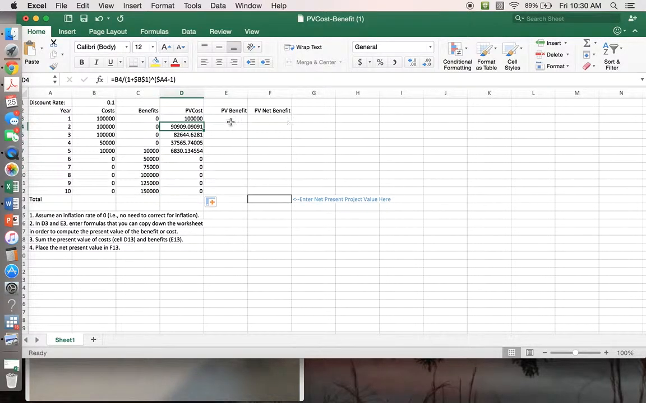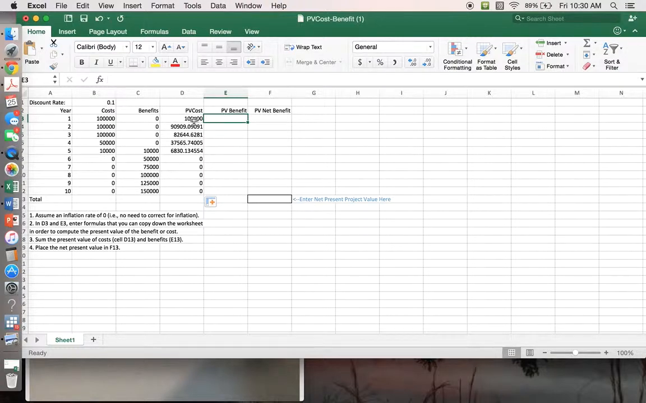In the next row, it takes figure B4. That's here. Okay. It divides by 1 plus r to the A4. That's 2 minus 1 power. So it's divided by 1 plus r to the 1, and so on and so forth. So I have, in one fell swoop, discounted my stream of costs.